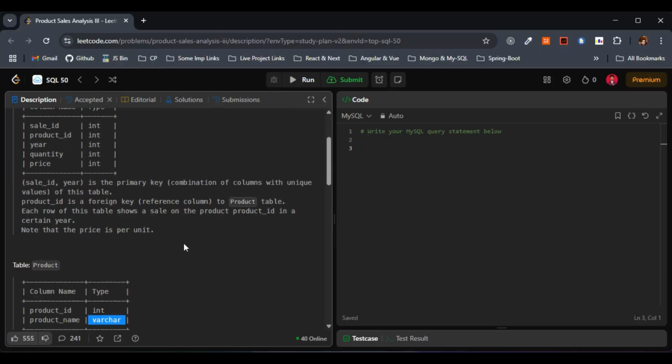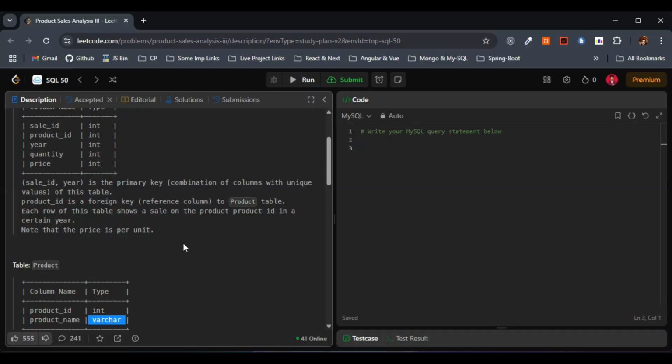Next, what is our main goal? Here we have to write the SQL query to return the product ID, first year of sale, quantity sold, and price for the first year each product was sold. Just listen to this, then let's discuss accordingly with the example. Whatever the question asks us to do, let's discuss the same thing with the help of an example.